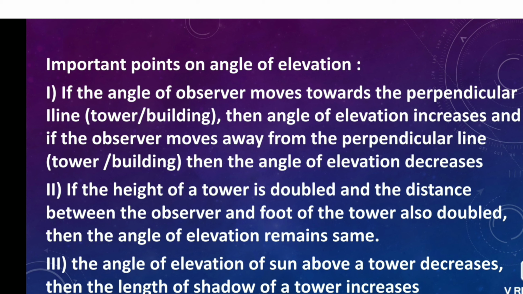And the third point: if the angle of elevation of the sun above a tower decreases, then the length of the shadow of the tower increases. As we all know, as the sun sets on the west side, you can observe that our shadow or any object's shadow easily increases.